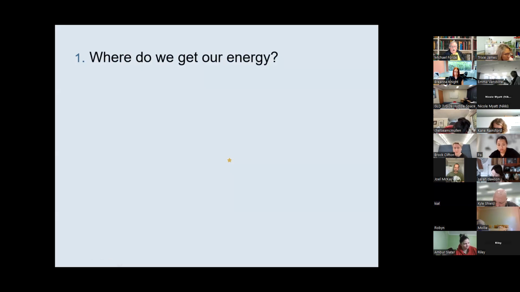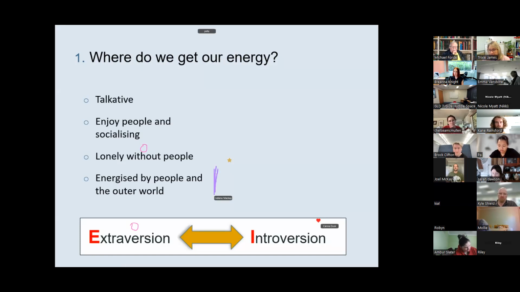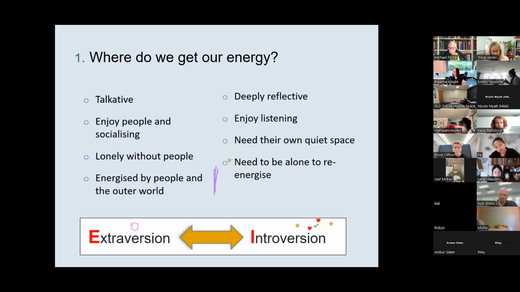I'm just going to bring up another one here and go through some points. Sorry, you can start annotating as I go. So someone who's a bit of an extrovert is more talkative, enjoys socializing with people, might get a bit lonely, really energized by the outside world. Someone who's an introvert is more reflective, a bit of a listener, likes a bit of quiet, likes to re-energize on their own. Everyone's everywhere today. Got a few in the middle though.